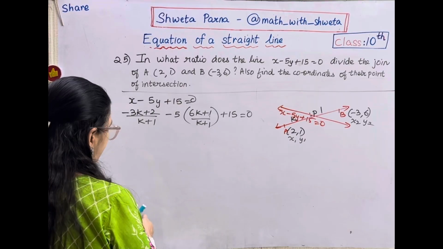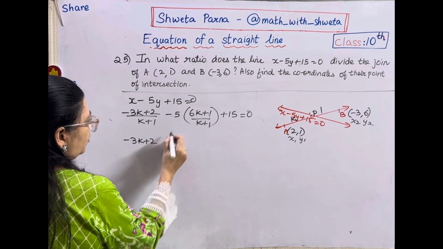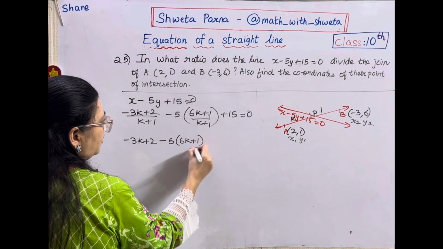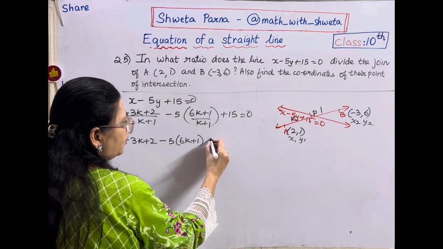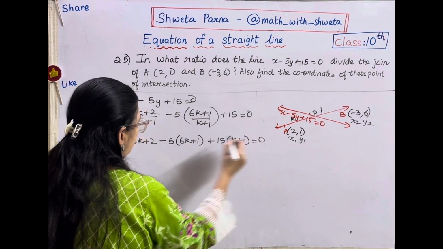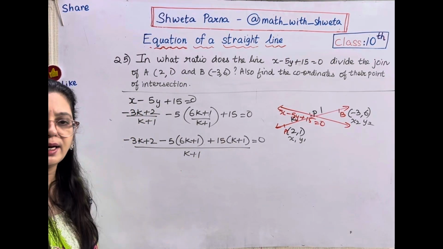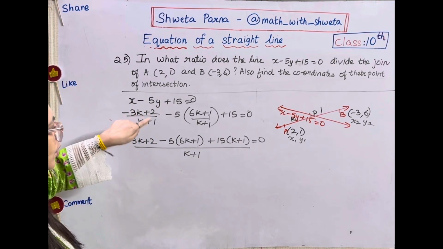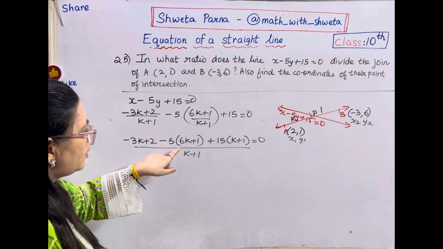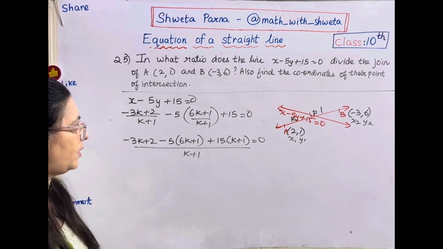So let's take the LCM. Minus (3k + 2), here minus 5 into (6k + 1). Here it is just 15, so plus 15 into (k + 1) is equal to 0, the whole upon (k + 1). I took the LCM as (k + 1). So here it was already (k + 1), so I wrote the numerator the way it is. Here just the numerator, here 15, just 15, so multiplied with (k + 1).